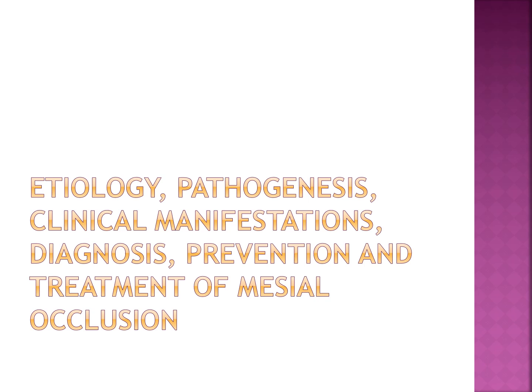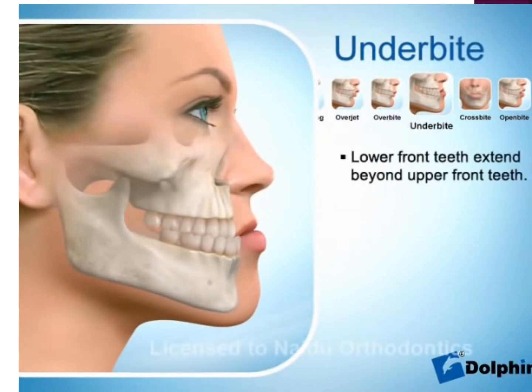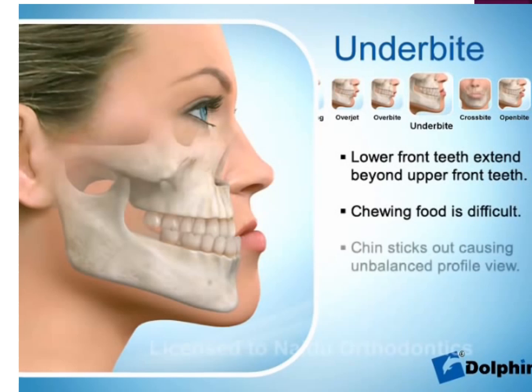An opposite pathology, mesial occlusion. Lower front teeth extend beyond the upper front teeth. Once again, the teeth don't touch, so biting into food is difficult or impossible. Speech difficulties can also result. The chin sticks out beyond the upper lip, again causing an unbalanced profile view.